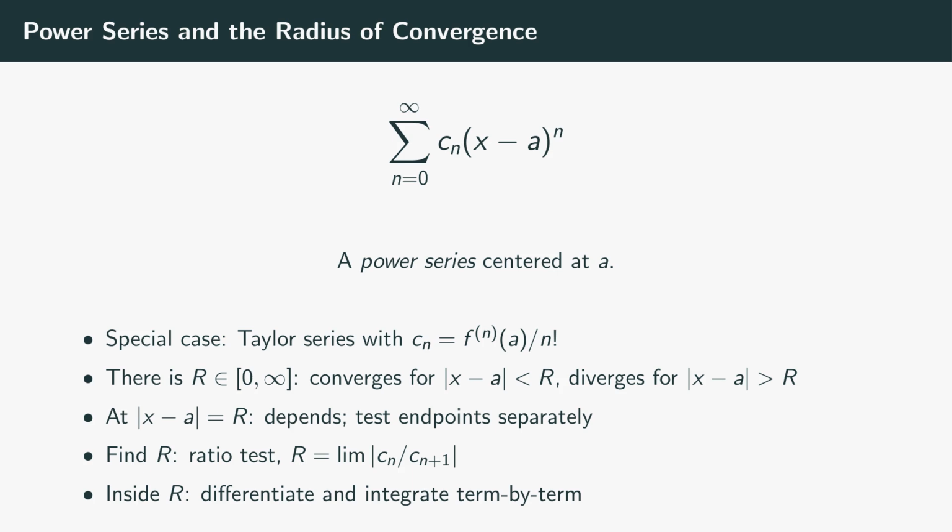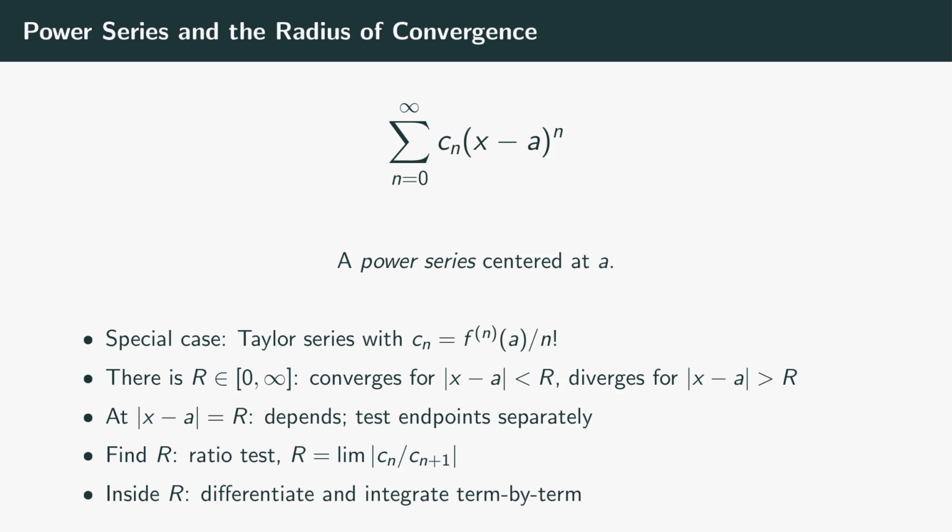It's an infinite polynomial centered at a point a with coefficients c sub n. The Taylor series is the special case where c sub n equals the nth derivative of f at a over n factorial, but a power series doesn't have to come from a function. You can just write down coefficients and ask, for which x does this sum converge? The answer is beautifully clean.